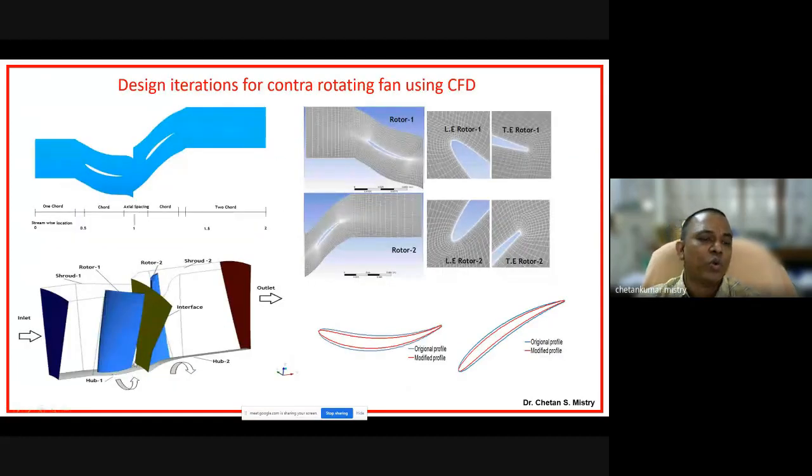Let me show you. So these are my two rotors. Here, if you look, I was having 19 and 17 blades. So I have one domain of rotor 1 and a second domain. These two domains are being put on an interface. I'm having my inlet boundary condition. You can understand, suppose I say 19 and 17 blades.